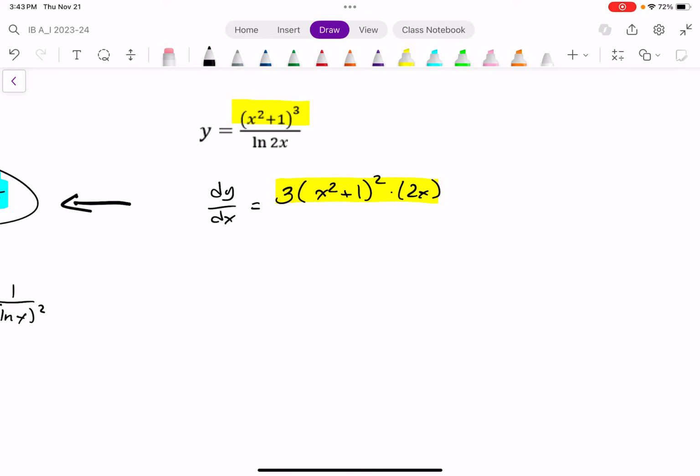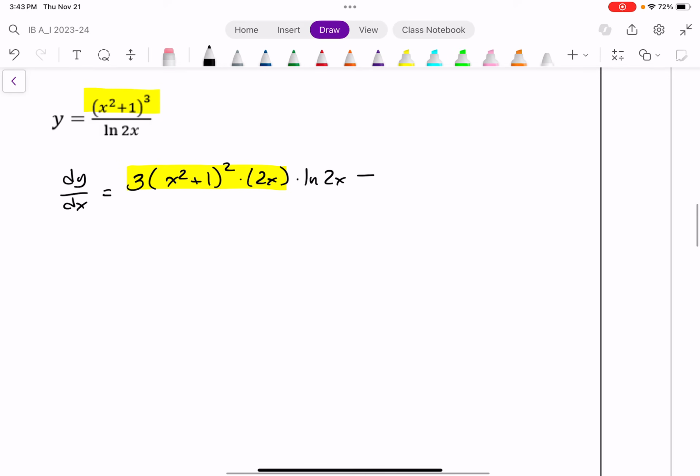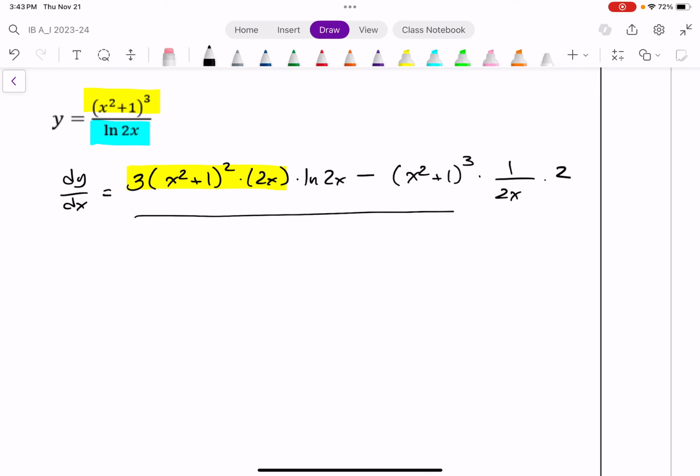So that's the derivative of my numerator times the denominator, the ln of 2x, minus the other way around, minus my numerator left alone times the derivative of my denominator, which again will require the chain rule. So the derivative of the ln of 2x is 1 over 2x times the derivative of 2x, which is 2. And all of this is being divided by the ln of 2x all squared.